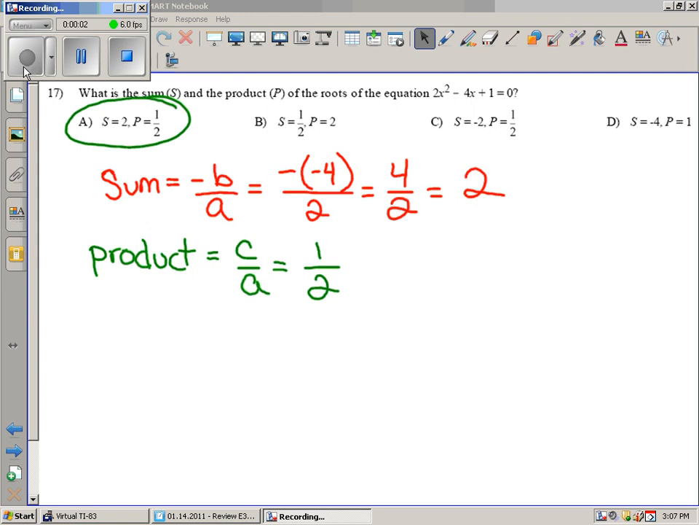Okay, this is part 2 of our review sheet. We're going to do 17 through all the way to the end, hopefully. Question number 17, what's the sum and the product of the roots?